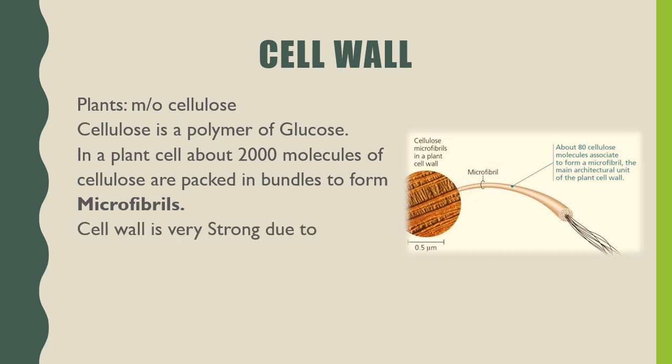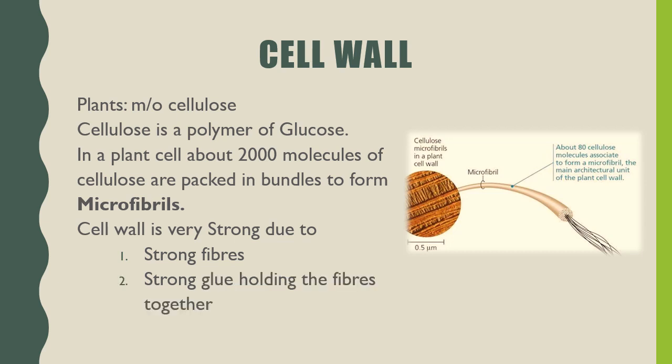Now, this cell wall is very strong due to, first of all, the strong cellulose fibers, and the second, there is a strong cementing material or glue that holds this fiber together. So, microfibrils together along with the cementing material make the cell wall in plants very strong.